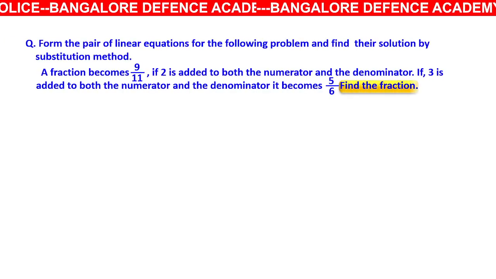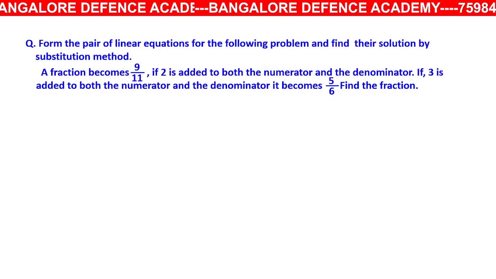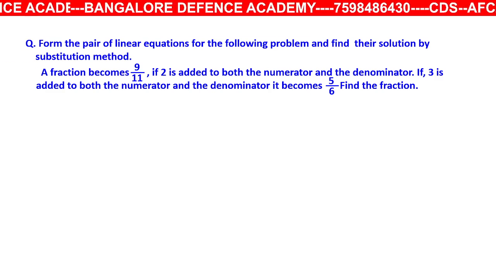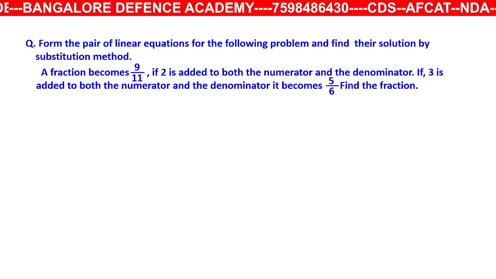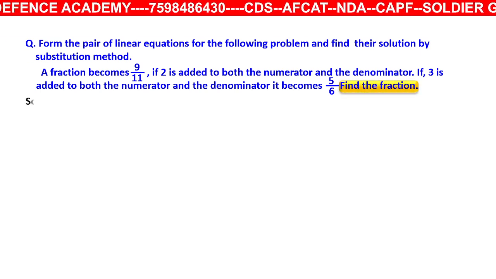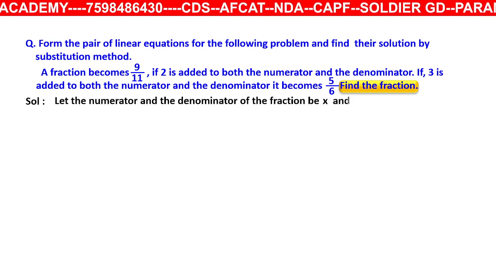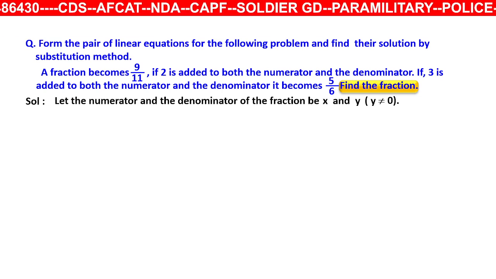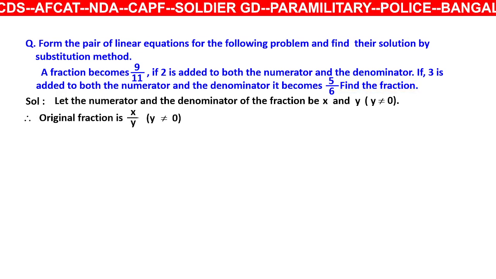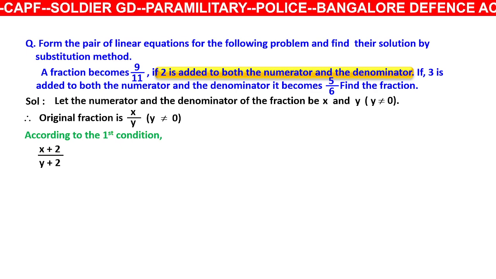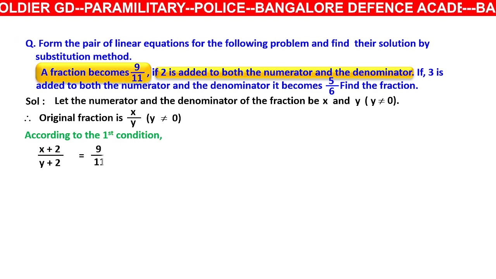A fraction becomes 9 by 11 if 2 is added to both the numerator and denominator. If 3 is added to both the numerator and denominator, it becomes 5 by 6. Find the fraction. So now we have to find the fraction. We know in a fraction you have numerator and denominator. So let the numerator be x and let the denominator be y. Now according to the first condition, 2 is added to the numerator and denominator, the fraction becomes 9 by 11.